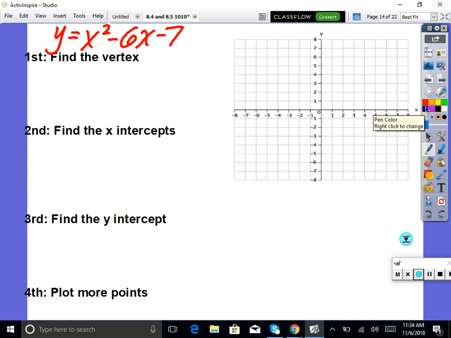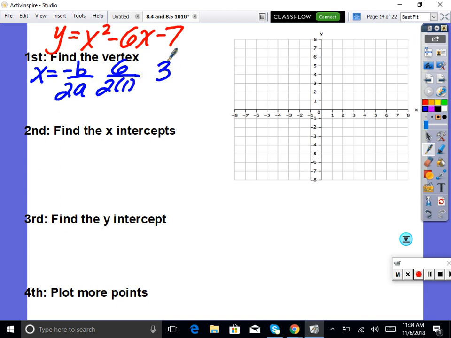It says graph. So you'd say, okay, I'm going to first find my vertex. It's not in standard form, and I don't want to complete the square. So x is equal to negative b over 2a will be the x value of my vertex. So it'll be positive 6, because negative b would be opposite of b, and then over 2 times 1, so that would be 3, wouldn't it? 3 comma, well, let's figure it out.